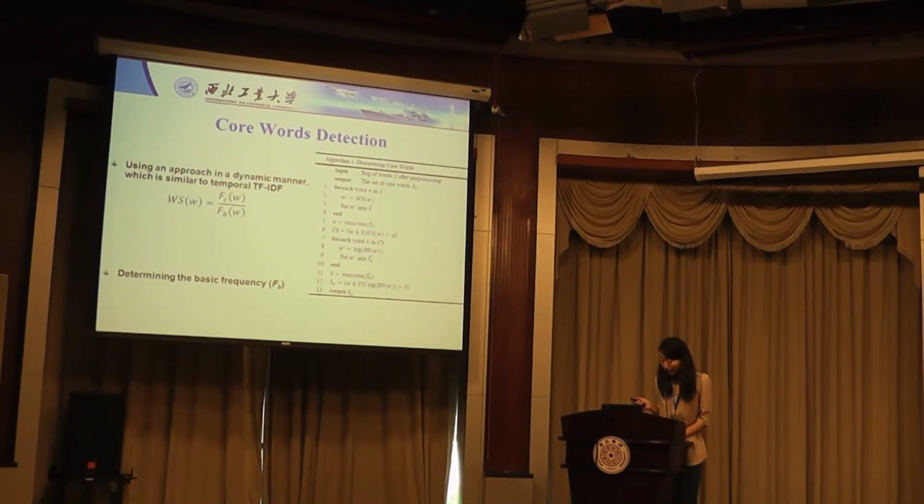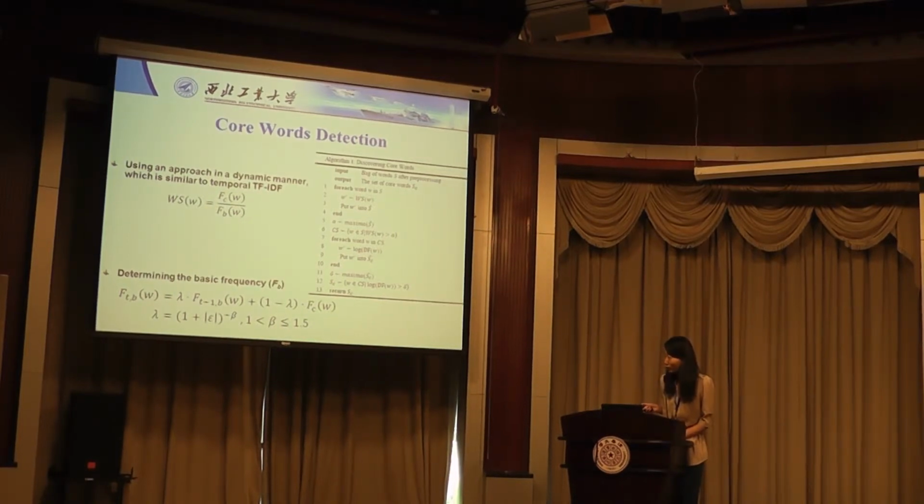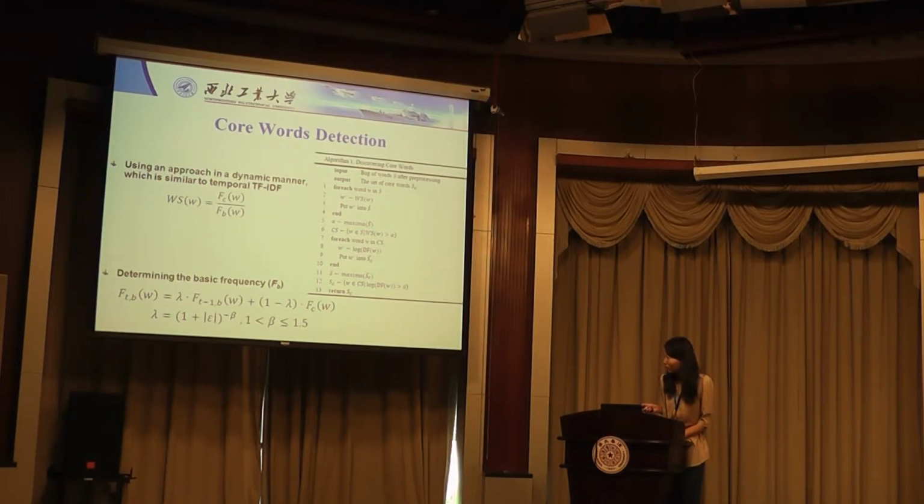It is easy to get FCW, but how to get FBW in an effective way? Here, we proposed an iteration formula to determine the basic frequency FB. In this formula, lambda indicates the decay factor, and it is inspired by other researchers' previous work. That is, most online content obeys an exponential rise and power law, and here we adopt the power law as the decaying curve of the probability of the words.